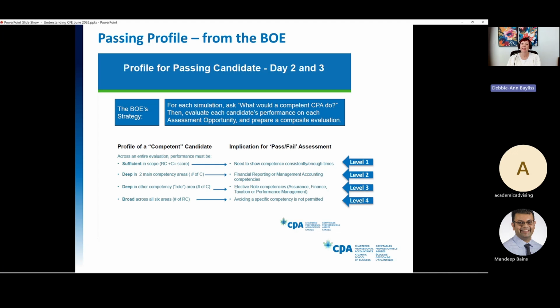Level 2 is a depth test, and that is about achieving an undisclosed number of competent responses for financial reporting or management accounting. Level 3 is to meet the depth requirement in your role specific, and that is an undisclosed number of competent responses. Level 4 is a breadth test, and you need to achieve an undisclosed number of reaching competent across all of the technical competencies. So I'm going to go into greater detail for you.